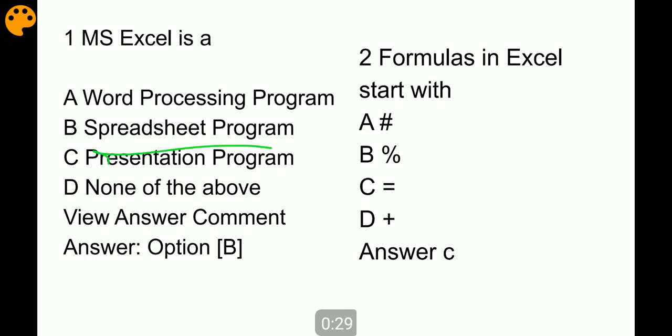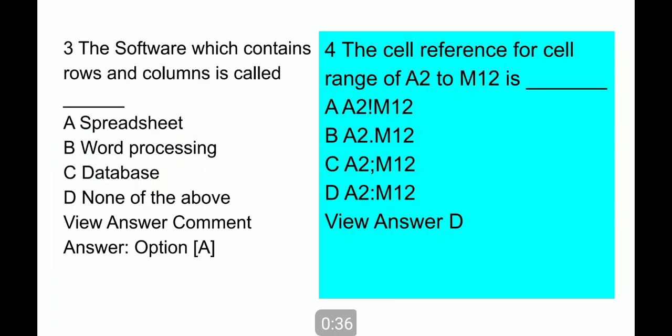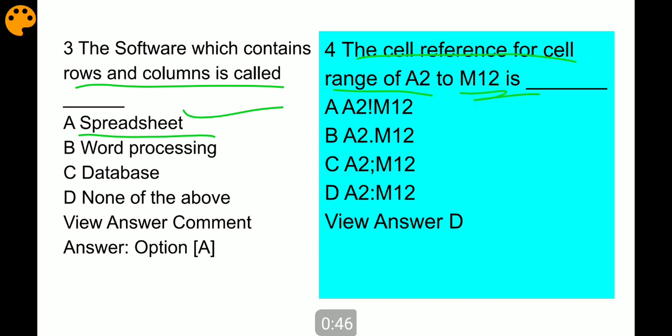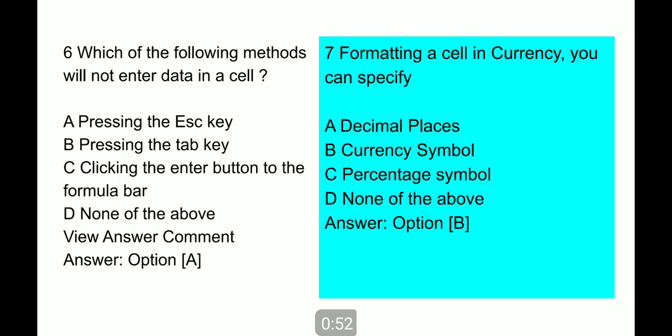Spreadsheet program. B part. Formulas in Excel start with equal to. C part. The software which contains rows and columns is called spreadsheet. The cell reference for cell range of A2 to M12 is A2 is to M12. Next question.